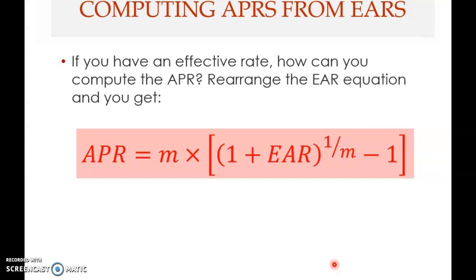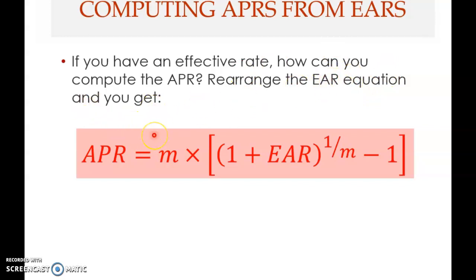Alright, now computing APR from EAR. You can compute directly, or you can go through computing R first, the period rate. If you have an effective rate, how can you compute the APR? You rearrange the EAR equation.